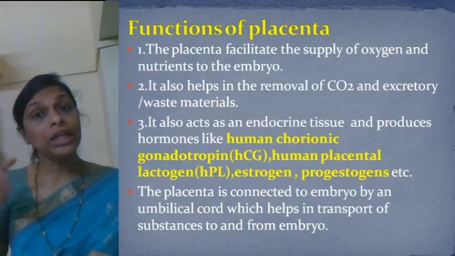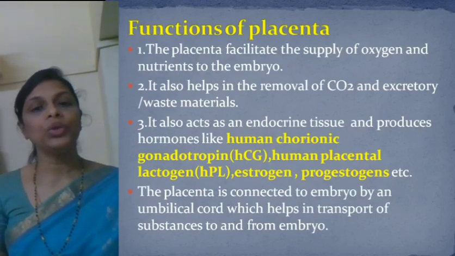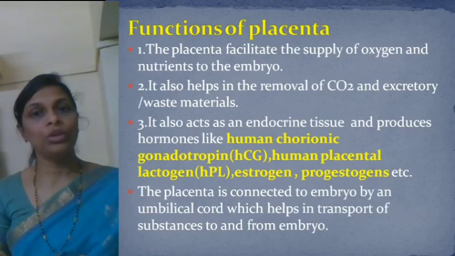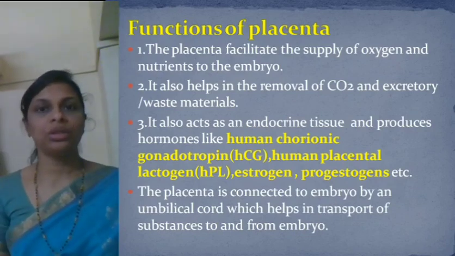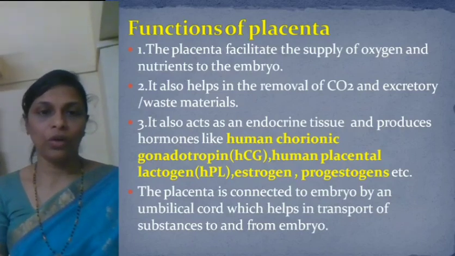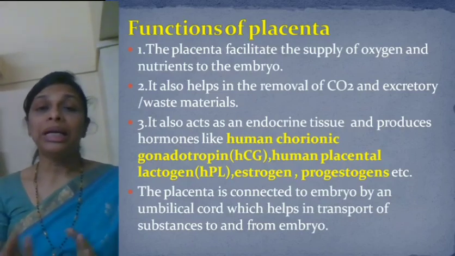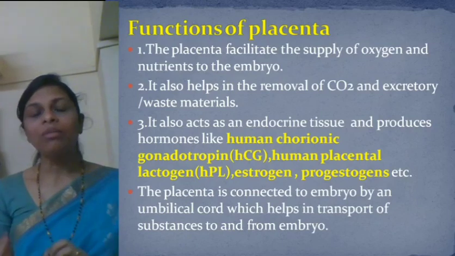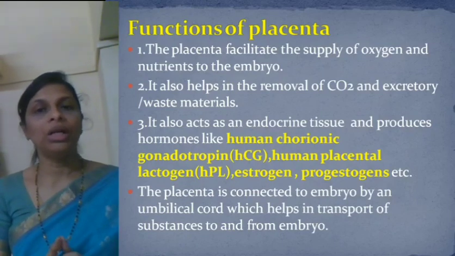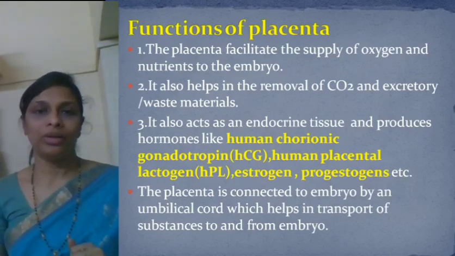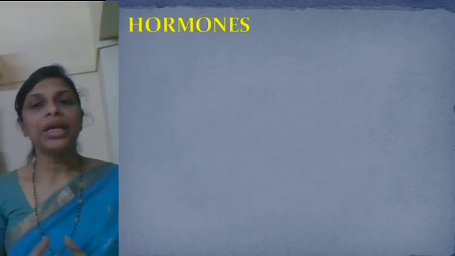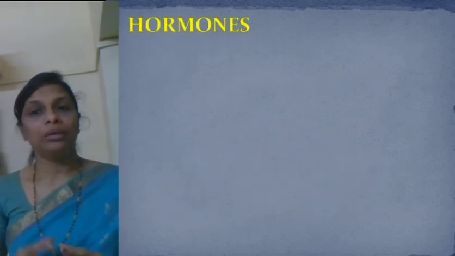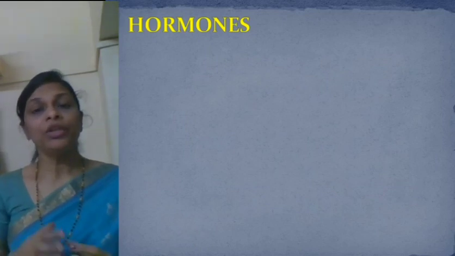Then it acts as an endocrine tissue. How? By producing certain hormones. Which are the hormones? Human chorionic gonadotrophin, human placental lactogen, estrogen, and progesterone. Then it is also connected to the embryo by means of a cord which is called the umbilical cord. Hope it's clear? Right.